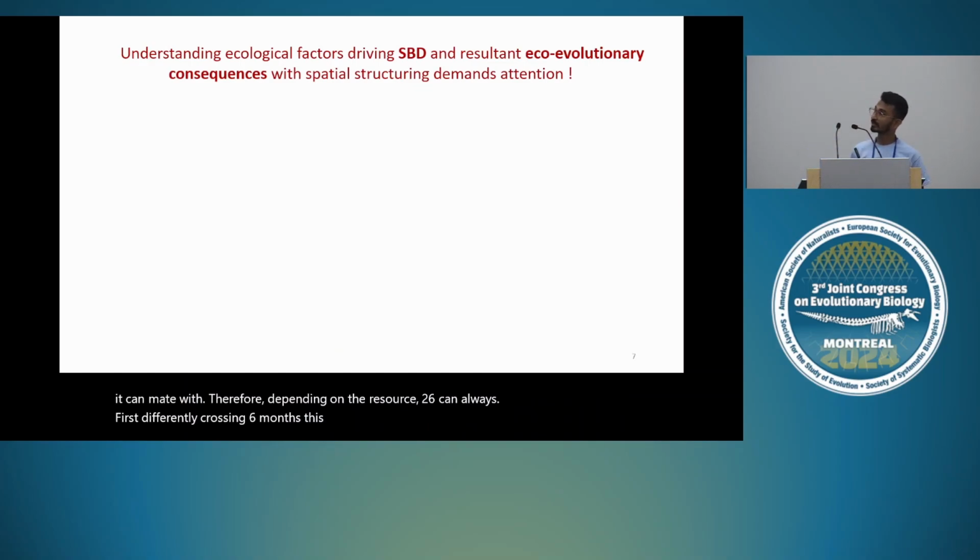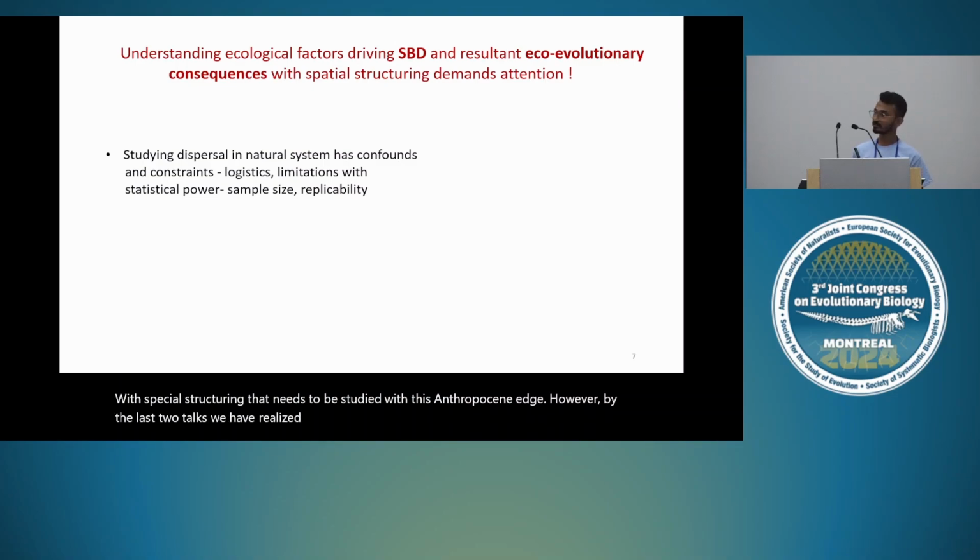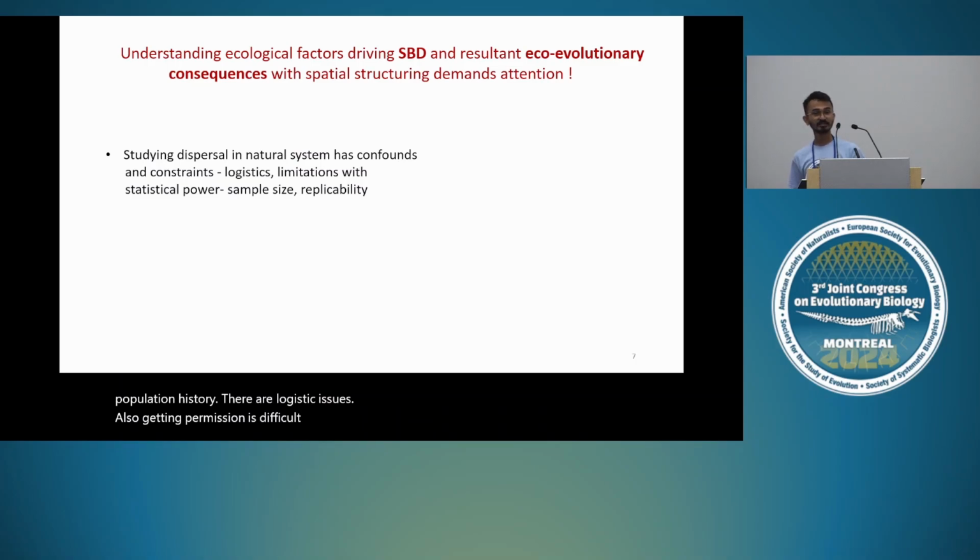Given this background, understanding the ecological factors that drive dispersal, specifically sex-biased dispersal, and the ecoevolutionary consequences with spatial structuring needs to be studied in this Anthropocene age. However, as the last two talks showed, studying dispersal in natural populations is quite challenging. It has its own confounds and constraints. For example, we do not know the population history. There are logistic issues, and getting permission is difficult. There are also statistical limitations in terms of replication and sample size.